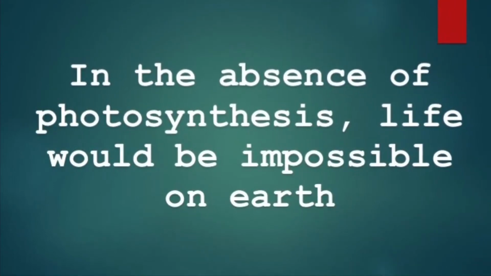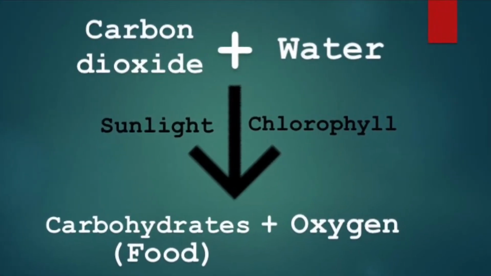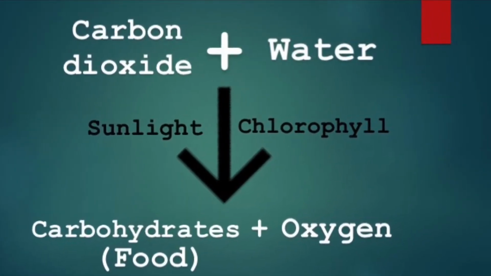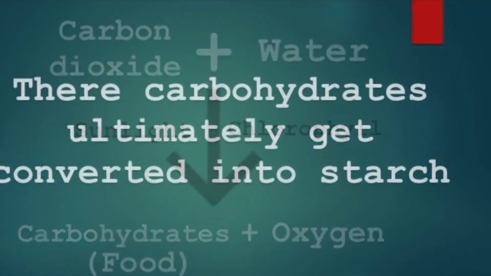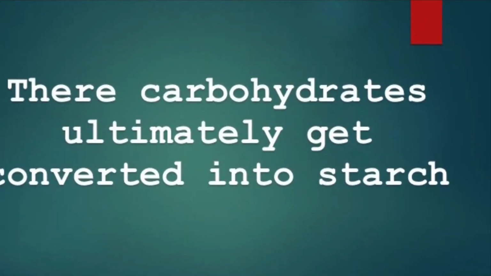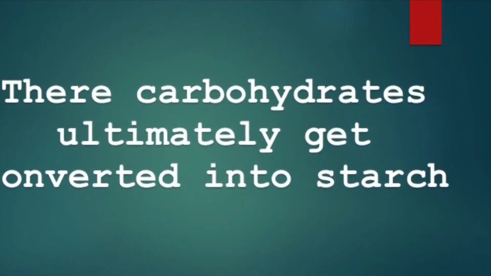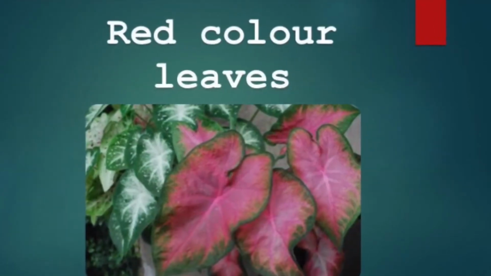We can represent the process of photosynthesis in an equation as well. Carbon dioxide combines with water in the presence of sunlight and chlorophyll to give out carbohydrate plus oxygen. The carbohydrate will ultimately get converted into starch.